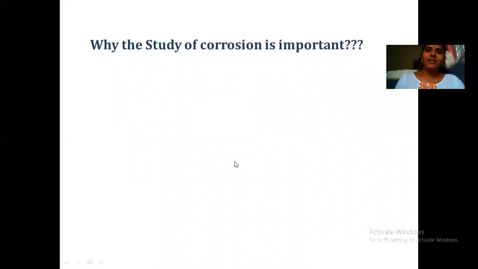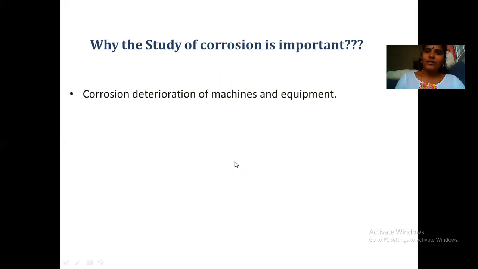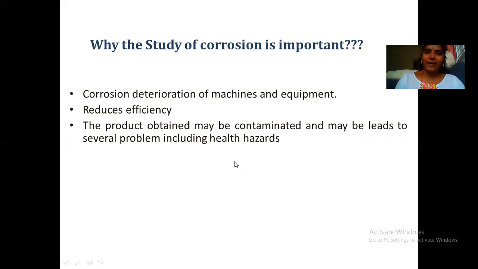Why is the study of corrosion important? What are the effects that corroded metal may cause? It deteriorates the machines we use, from an industry point of view or even for our domestic purposes. It reduces the efficiency of the equipment, and the product obtained may be contaminated. If we use such metal equipment or machines in any pharmaceutical industry, that may contaminate the drug, or the material we are producing in our industry.